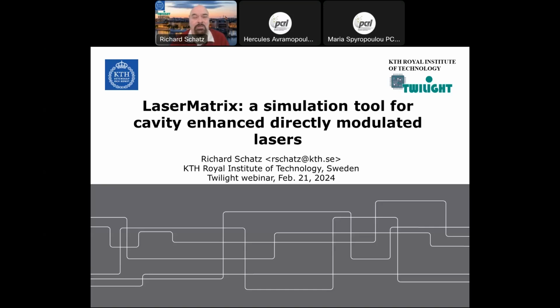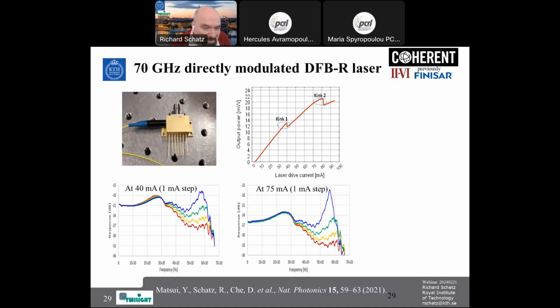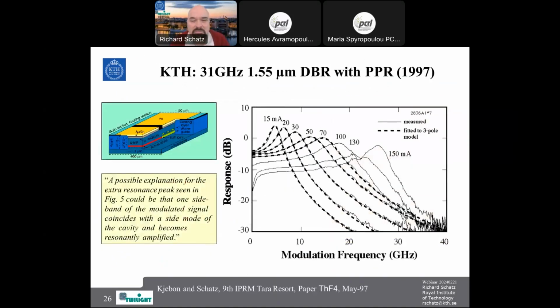Hans Keimer from Chalmers here. I actually have a question about slide 26, if you can go back there. If we look at these responses for the very high bias currents, like 100, 130, 150, we see this low response at the low frequencies. Can you explain what kind of physical effect this is caused by? You mean here? Yes, exactly.